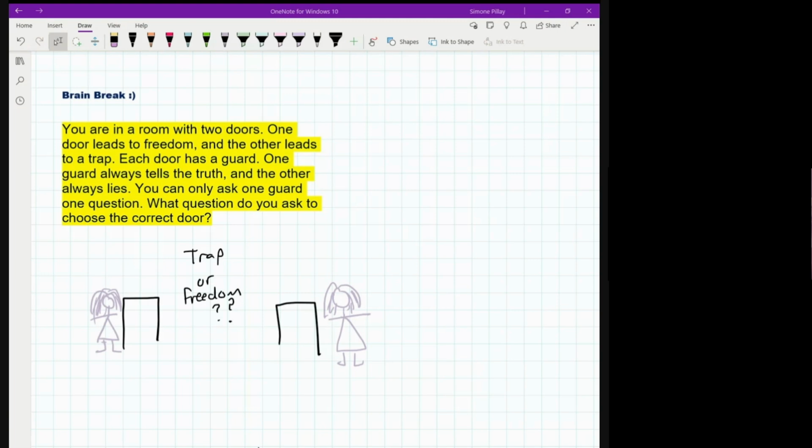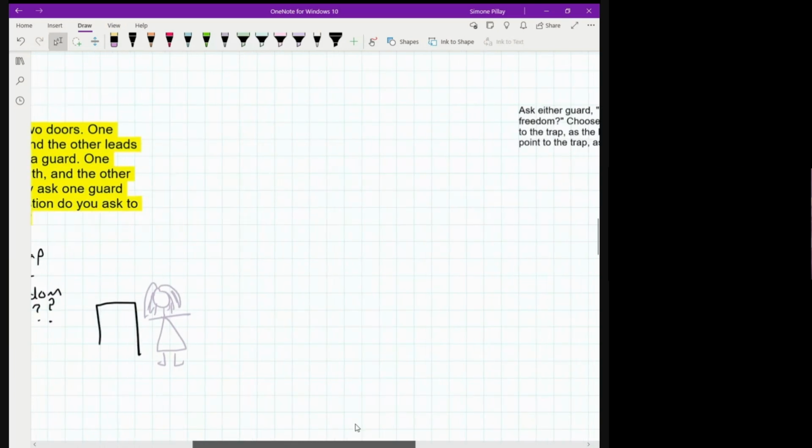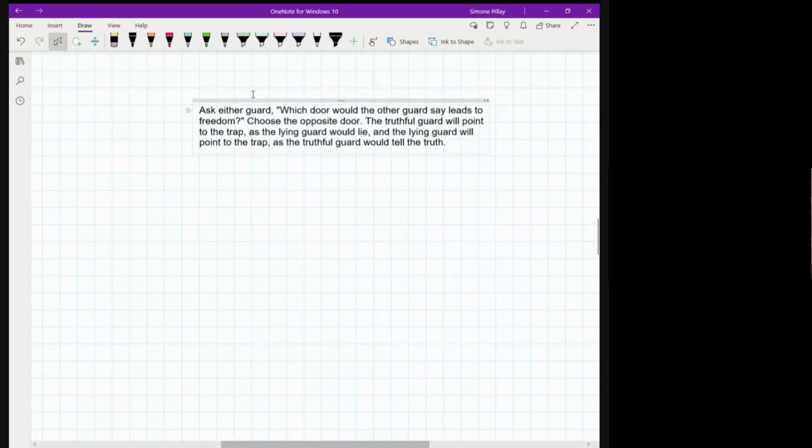Ma'am, I've got the answer. Yes, let's hear. Ma'am, can you ask the guard which door leads us to freedom? Well, you can, but then you don't know if the guard is lying or telling the truth. Oh, yeah, I forgot about that. Let me show you guys the answer because the answer is also complicated. It's gonna take me time. So you can ask any guard which door would the other guard say leads to freedom.